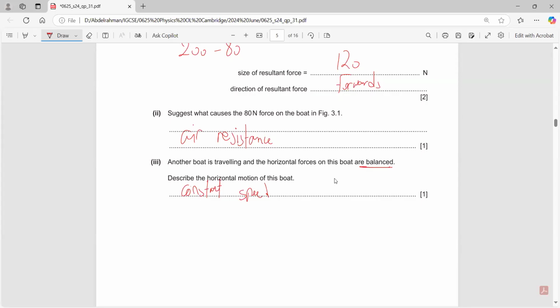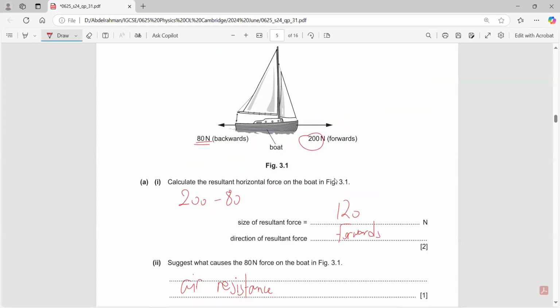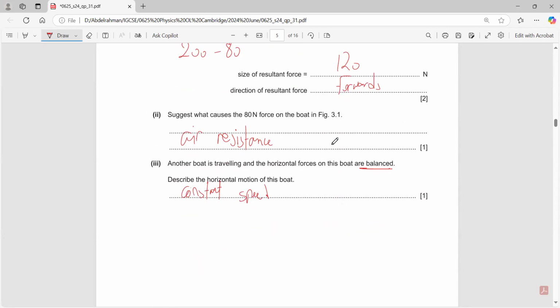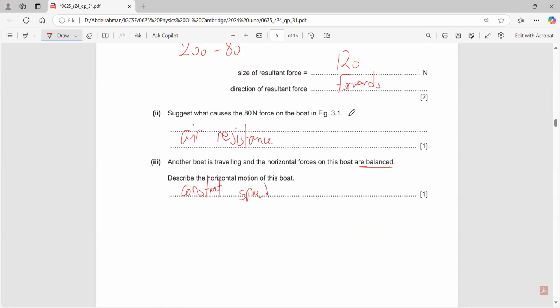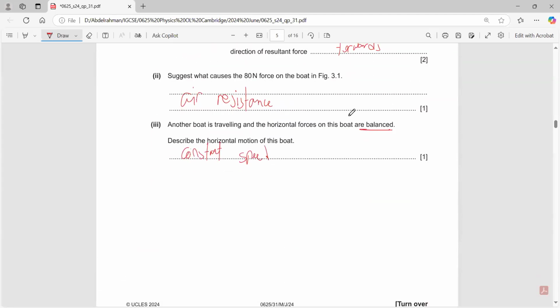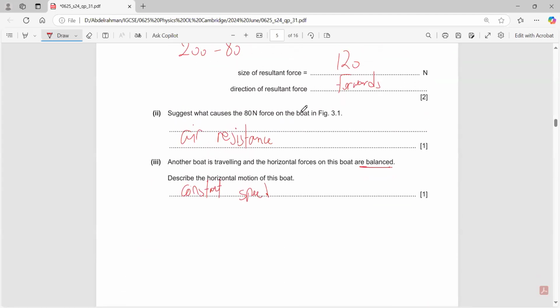If the forward force is zero, then the boat would be at rest. But since you have a forward force of whatever value, 200 for example in this question, and you have a backward force of 200, they would be equal. Therefore, this boat would be moving with a constant speed. It is in equilibrium. You can say it's moving. Will it not move? No, it will move.